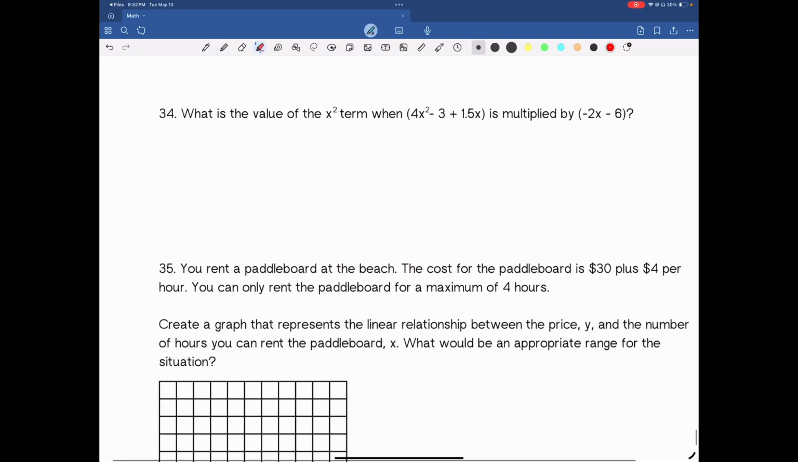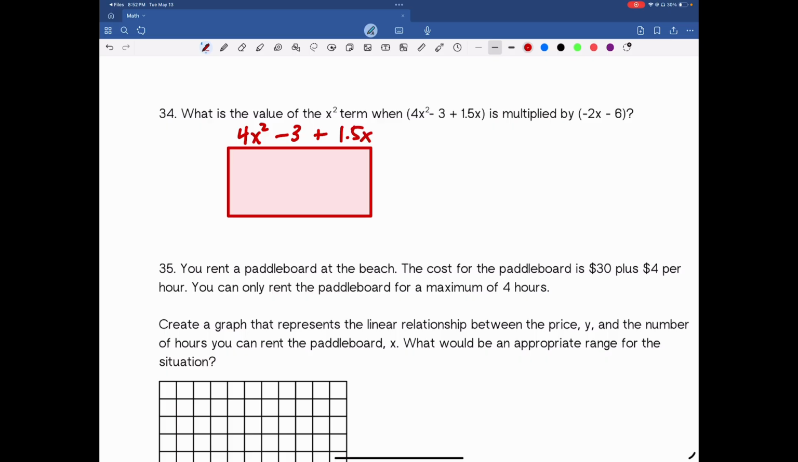All right. What is the value of the x squared term when 4x squared minus 3 plus 1.5x is multiplied by -2x minus 6? All right, so I'm going to use an area model for this. So I'm going to have 4x squared minus 3 plus 1.5x. And I'm going to have -2x, -6 here.